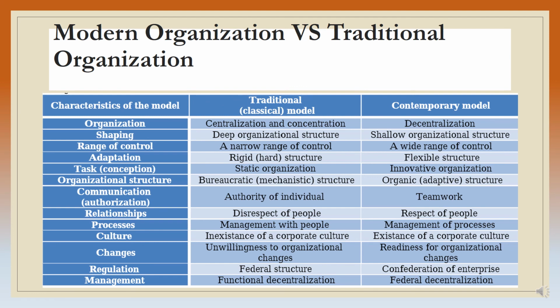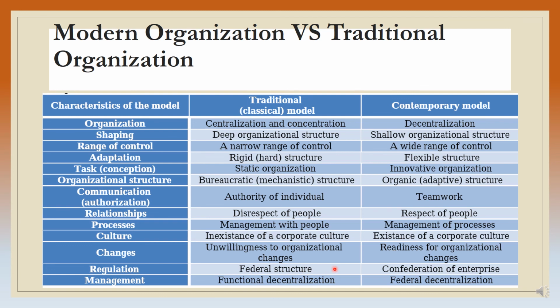The next is management with people. In traditional organizations, they try to manage the people, whereas in contemporary organizations, they manage the processes and not the people. Processes are the driving force, and people are the drivers. Then in the traditional model, there is an existence of corporate culture, whereas in contemporary models there is an existence of corporate culture. Then unwillingness to organizational change. Of course, it's not flexible and hence they do not like changes. Whereas in contemporary organizations, they want to change as per the new environment.